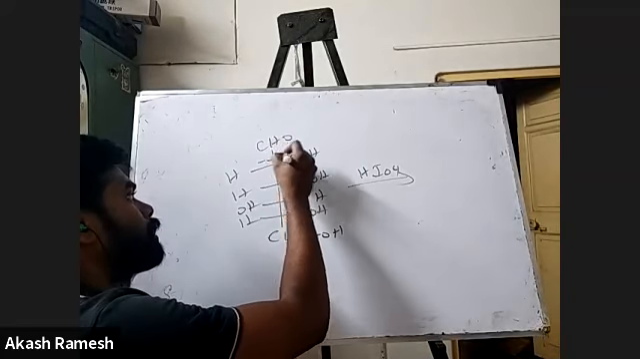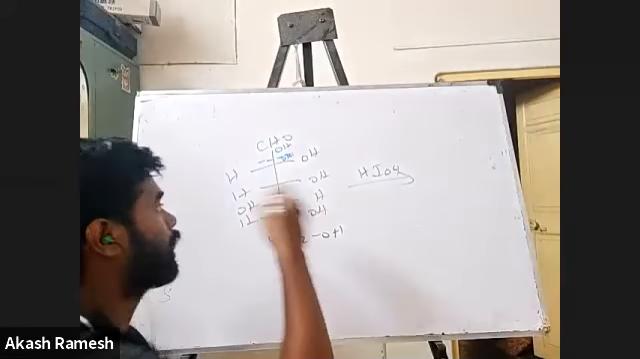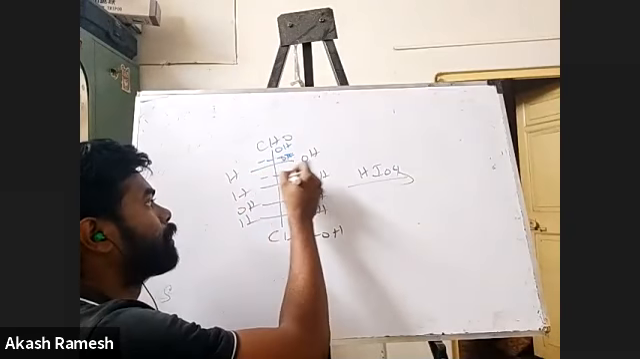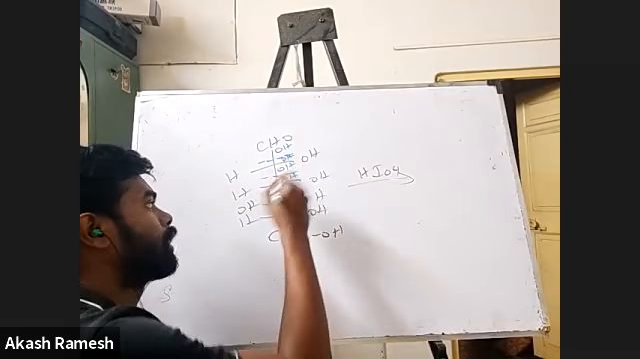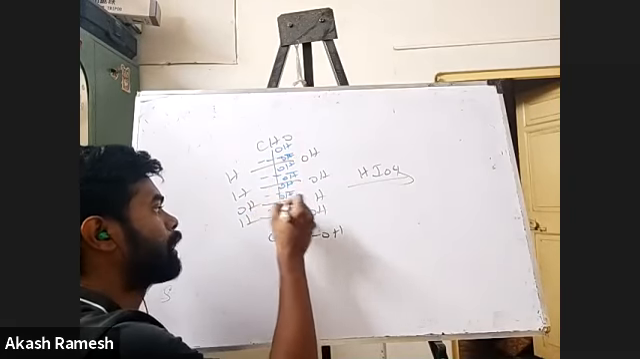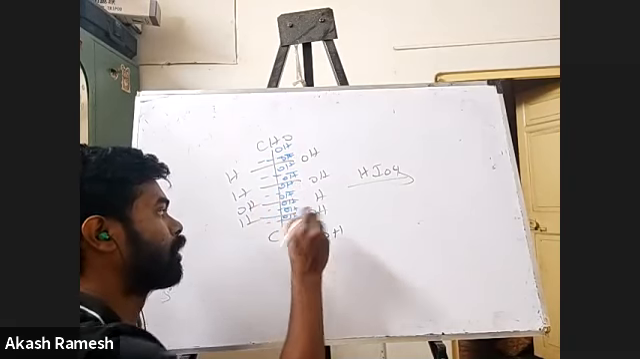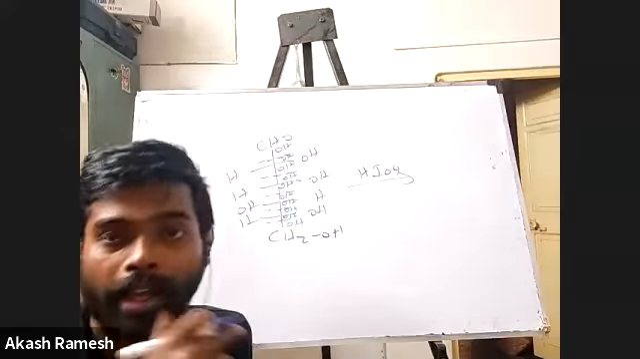Okay, so if I break the C–OH bond, one is done. Another bond again, if I break it, OH. Break this bond, OH. Break this bond, OH. Okay, I have done everything.